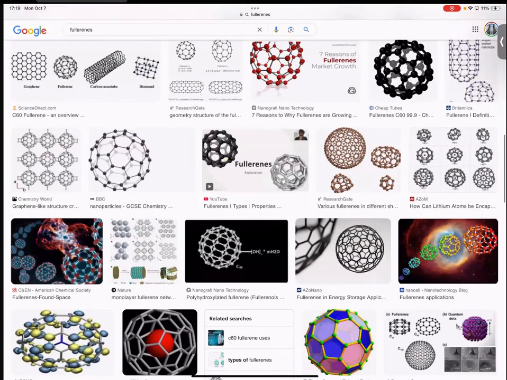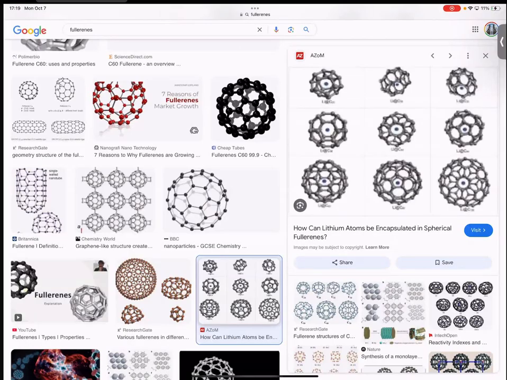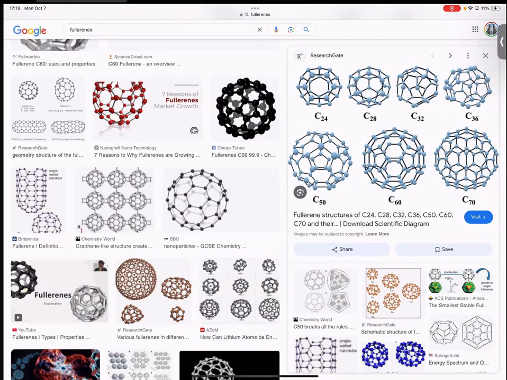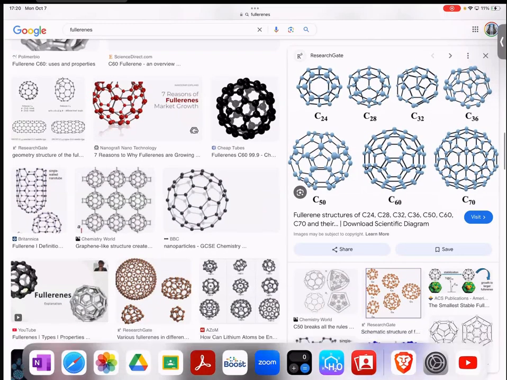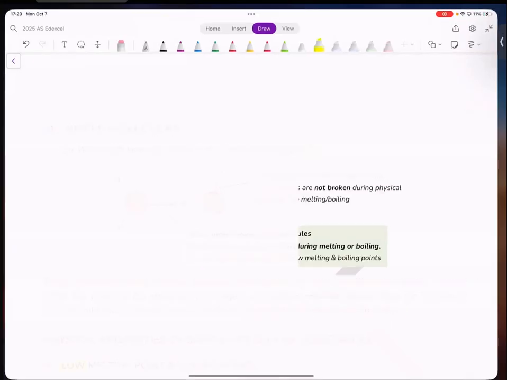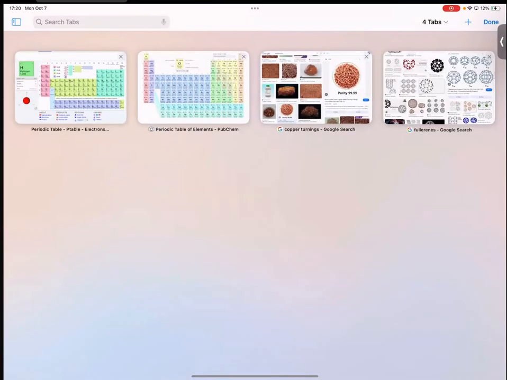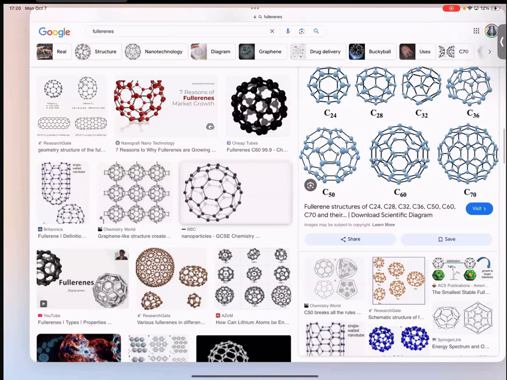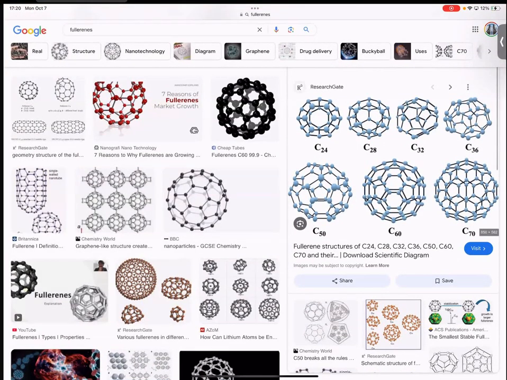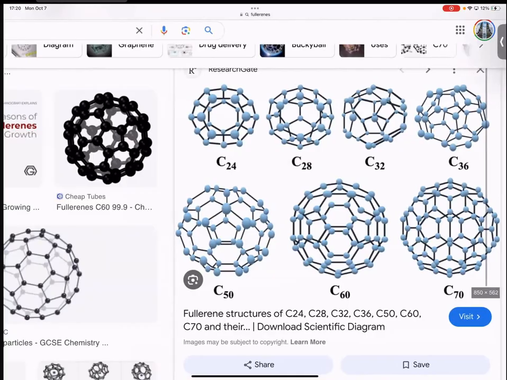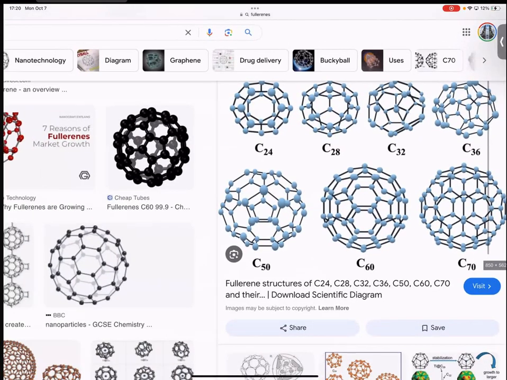Let me find one where the text is clearer. C24. Oops. There, let me just. So when you're looking at fullerenes, you can see there are many different types of fullerenes. There are all these spherical, ball-like structures.